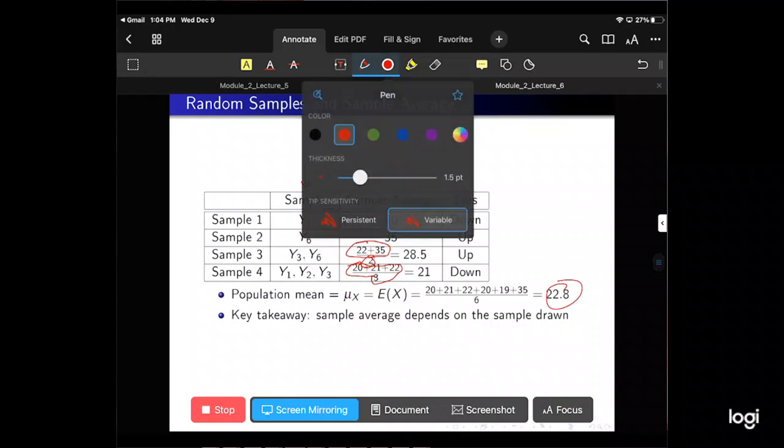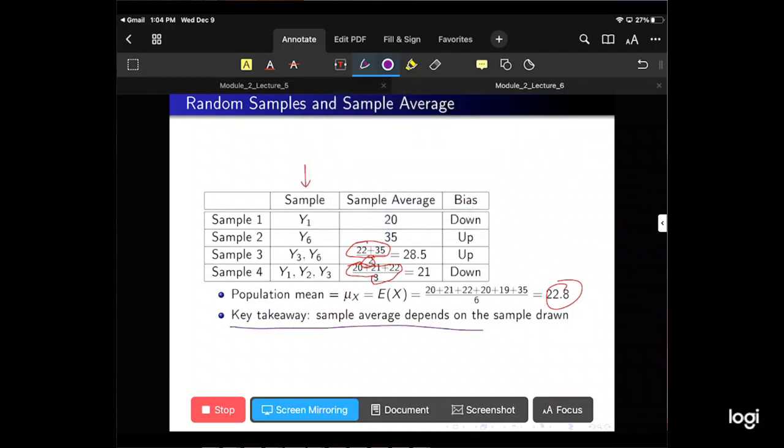Okay, so the key takeaway of this one is that the sample average depends on the sample that's drawn, right? The population mean doesn't change. The population mean is always the same because the population does not change. This is the difference between the population and the sample. This is really important. The population does not change, and so the mean of the population is a constant. We said this in one of the previous lectures. Mu of x is a constant.